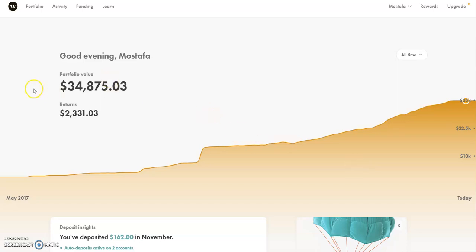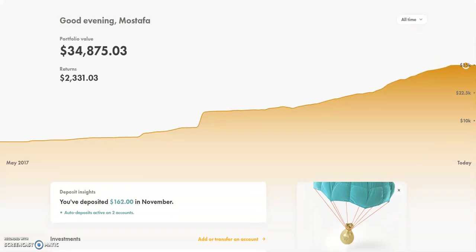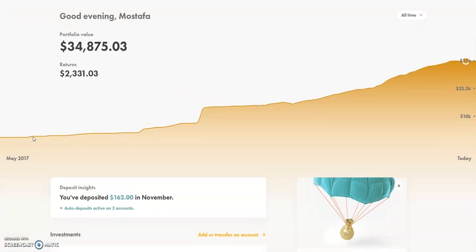As you could see on the screen, currently my total value of portfolio with Wealthsimple is a little bit shy of $35,000, and this includes a return of about $2,300 within the past 2 years. The graph that is nicely depicted on Wealthsimple's dashboard visually shows the growth of your accounts. Again, you could see my initial investment with one of the accounts goes back as far as May of 2017, and how my funds have grown over the time.